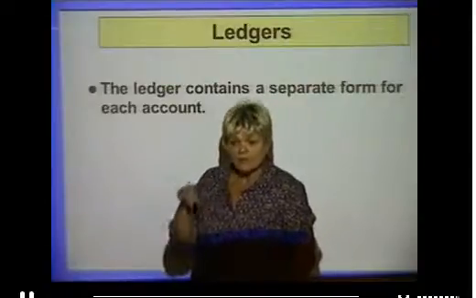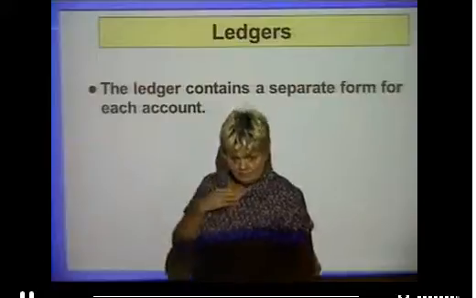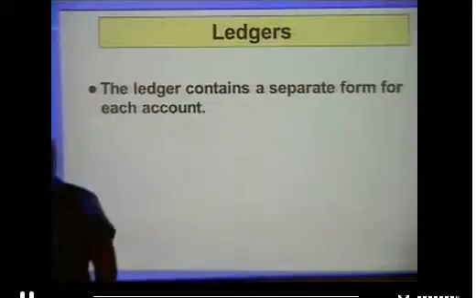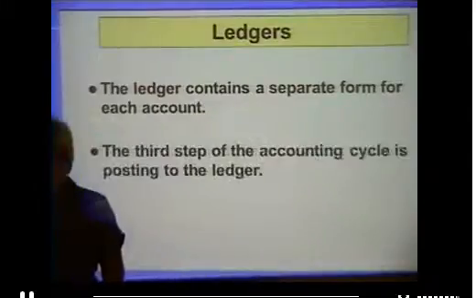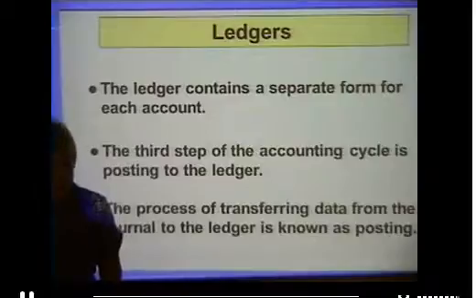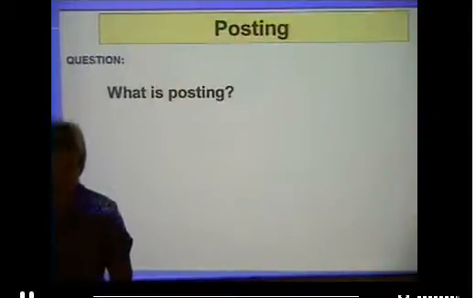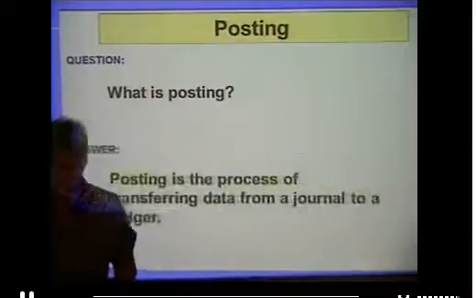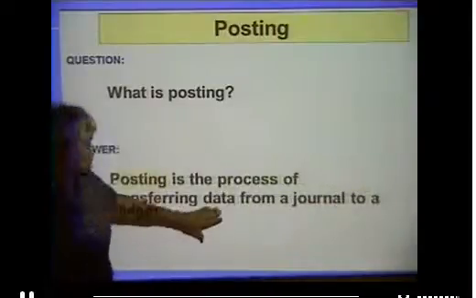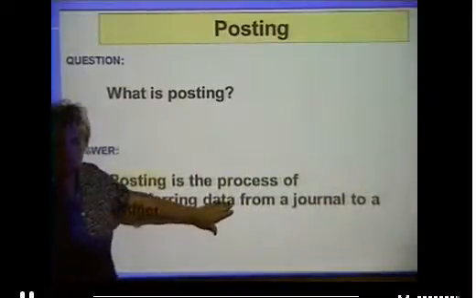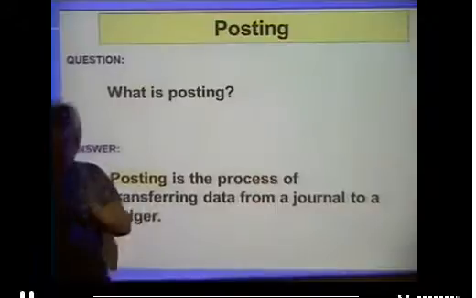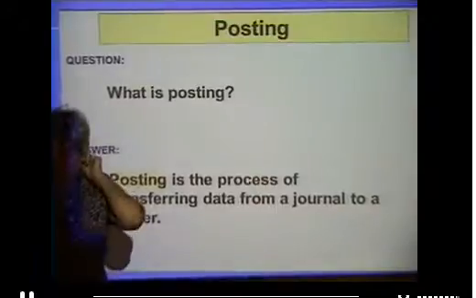So, the third step in our accounting cycle is to post from the journal to the ledger. This is the process called posting. Another new word, what is posting? It is transferring the information, taking the information from your journal and putting it in each ledger account.